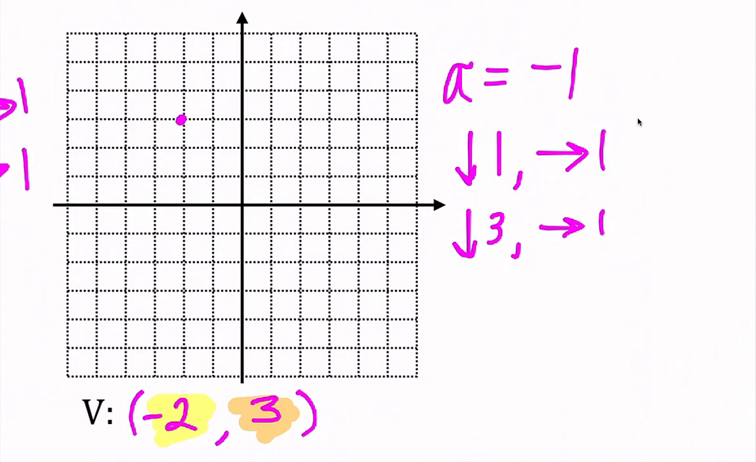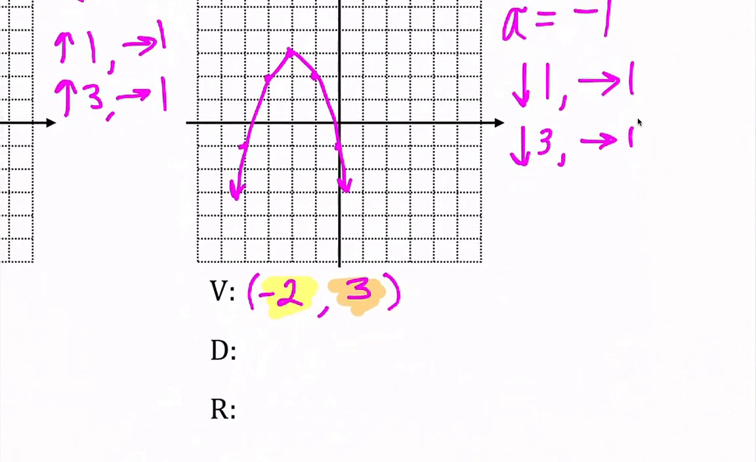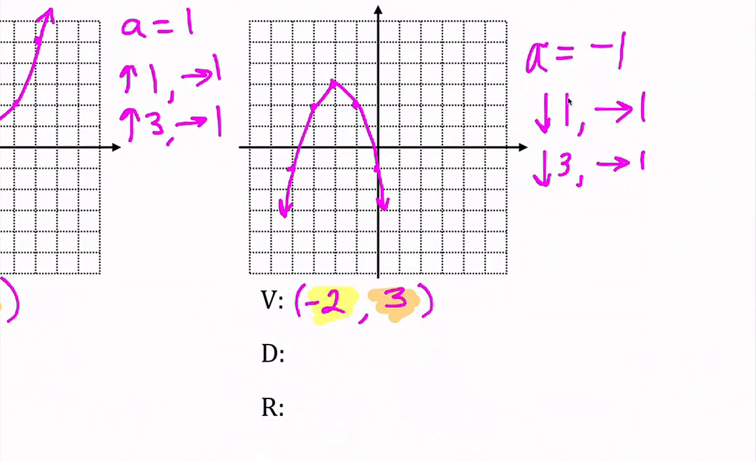And we said this time we need to go down 1 over 1, down 3 over 1. Make your parabola symmetric. Okay, domain is x's left and right. As I slide to the left, I see it goes forever. As I slide to the right, I see it goes forever. All real numbers.